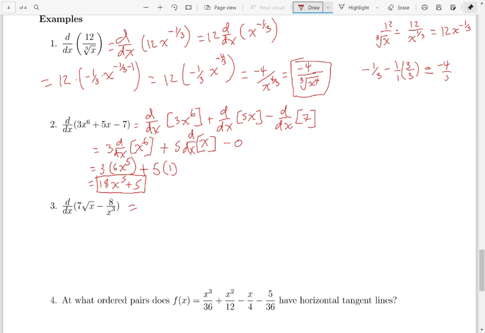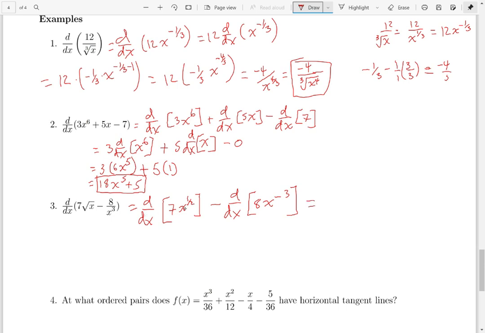Next one, I have d dx of 7 times the square root of x. I'm going to go ahead and do this in one fell swoop. This is the derivative of 7 times x to the 1/2 power minus the derivative of, and I'm going to move this denominator to the numerator, 8 times x to the negative 3rd. Well, then we can start skipping steps if you want.